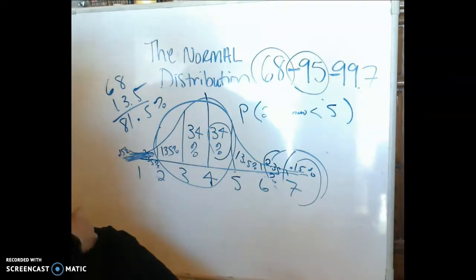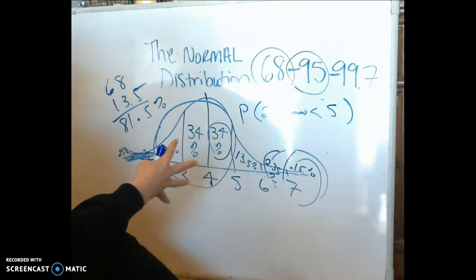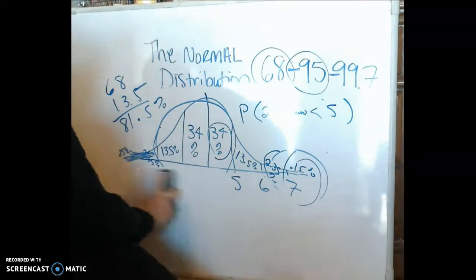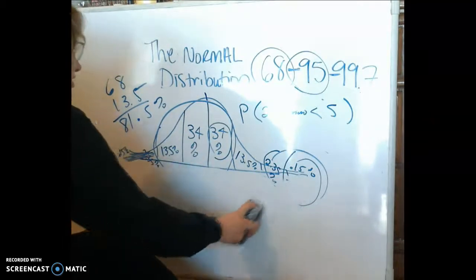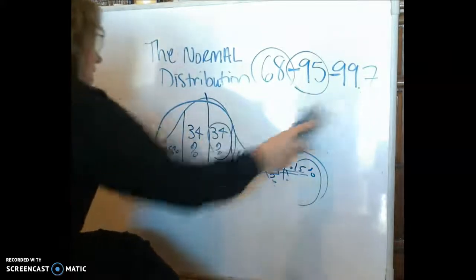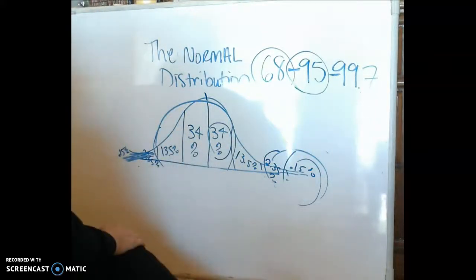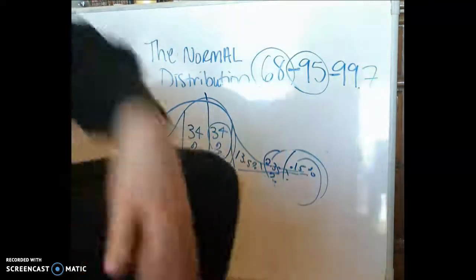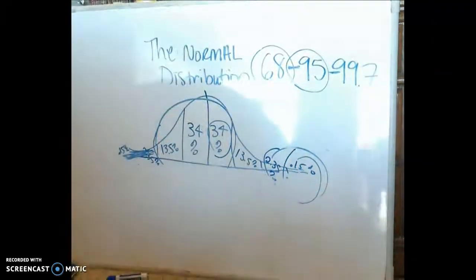So again, once you know the standard normal distribution, those percents never change. Just the data that you're putting on the bottom is going to change, which is kind of cool. We'll talk more about this in class, but hopefully this will give you a good foundation so that we can keep moving forward. All right, I'm going to stop the video and we'll go from there.